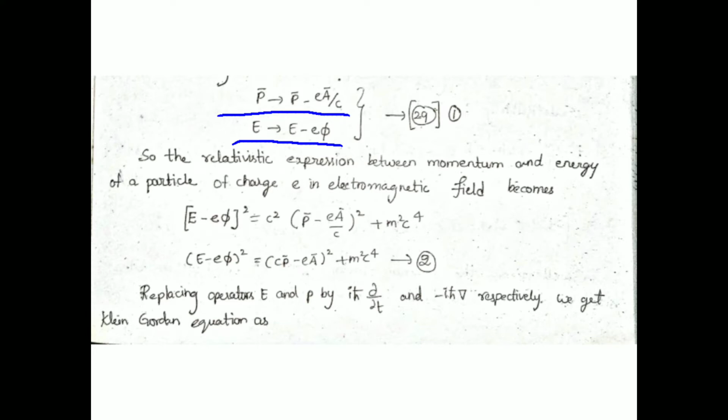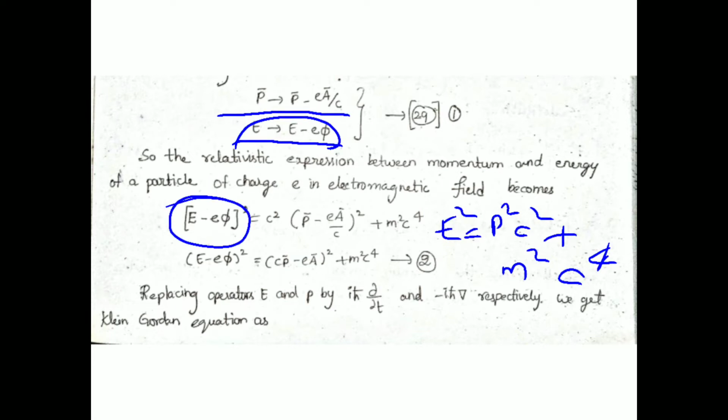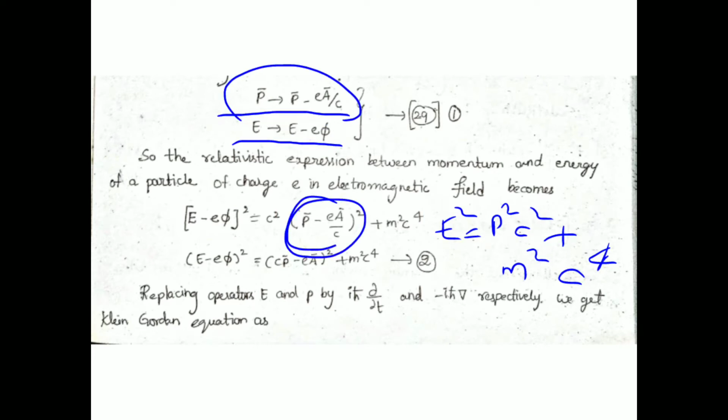So the relativistic expression between momentum and energy of a particle of charge e in an electromagnetic field becomes the following. We know the famous equation from the theory of relativity: E squared is equal to P squared c squared plus m squared c to the power 4. In this equation we need to substitute these values. In place of E we substitute E minus e phi, and in place of p we substitute p minus eA by c. So in place of p squared c squared we have this, and m squared c to the power 4 remains the same.